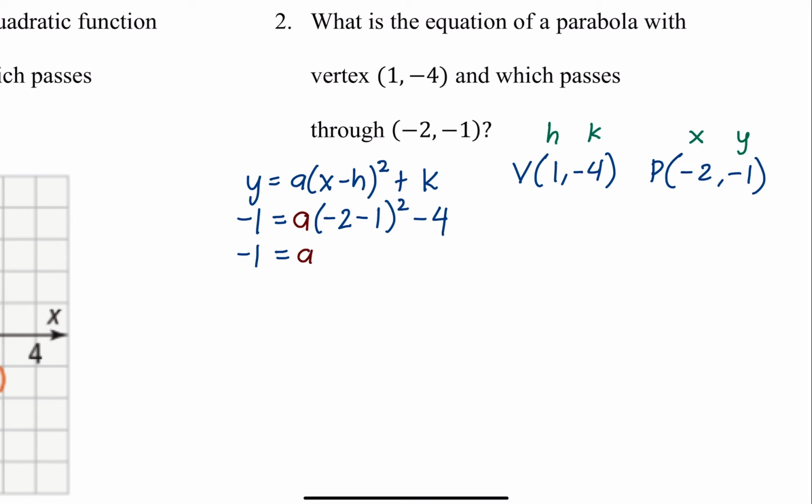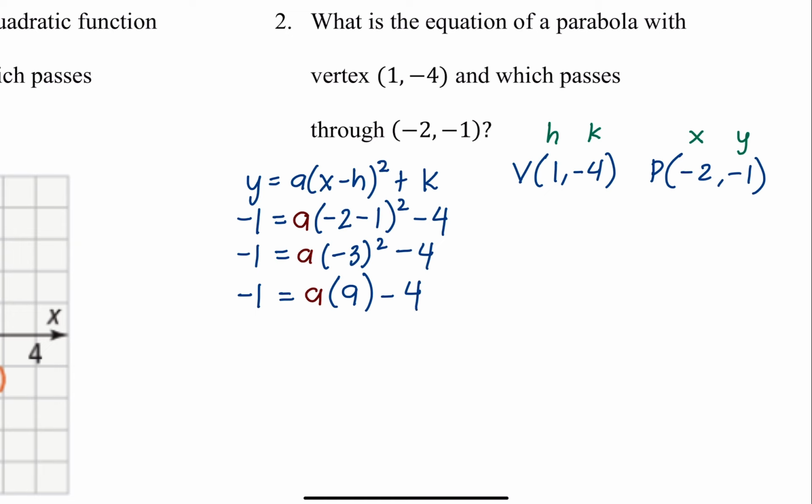Okay, so for the one in the parenthesis, we have -1 is equal to a. What is -2 minus 1? So -2 minus 1 is -3, squared, minus 4. So class, -3 squared, if you input that in the calculator, it will result to 9 minus 4. Okay?